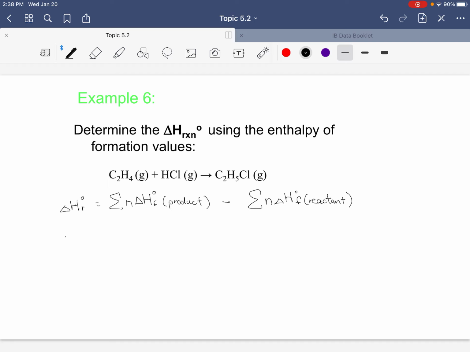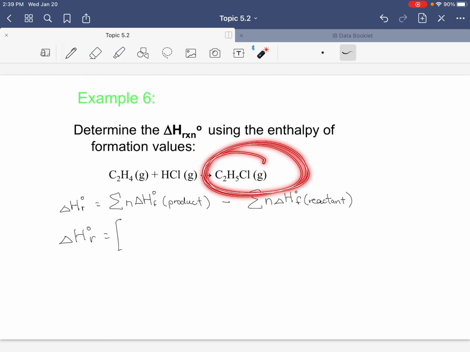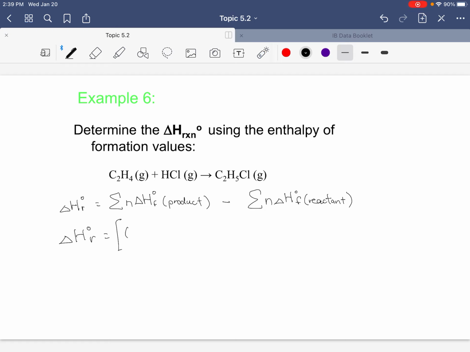All right, so delta H naught R is equal to, let's have a big open bracket and let's take a look at the product. So here's the product. Just make sure that the reaction itself is all balanced, because if it's not, you're going to have to do that, because remember, coefficients play a role, they're right there. So let's take a look at this. This is the product, and it looks like it's 1 mole. And what is the delta H of formation of this? What is the change in enthalpy to make one of these?